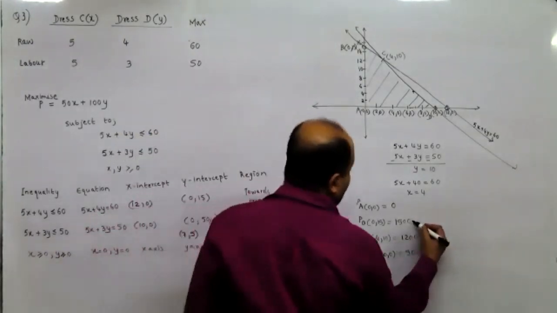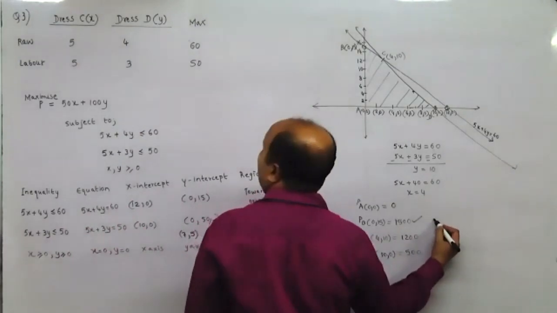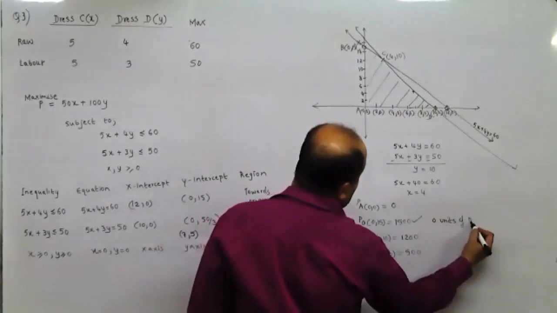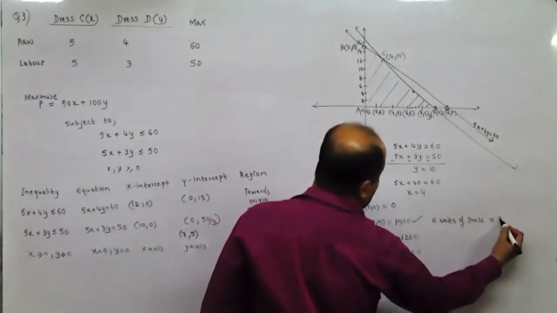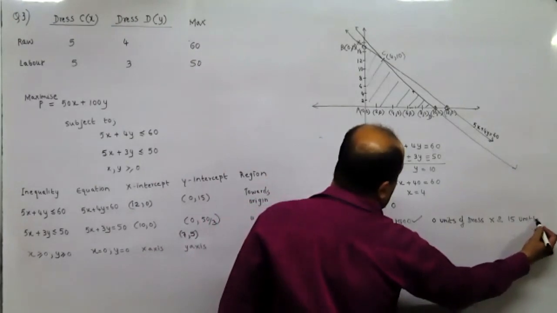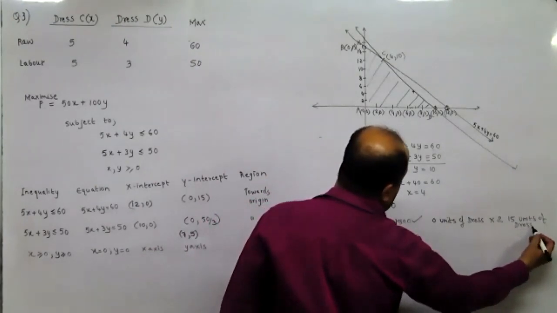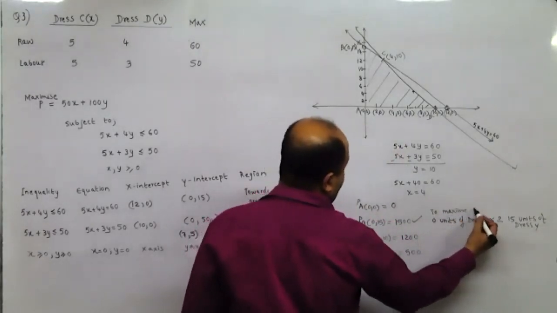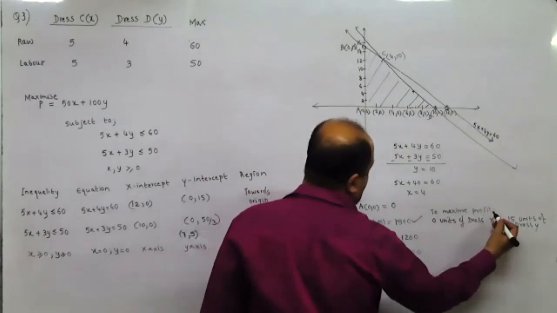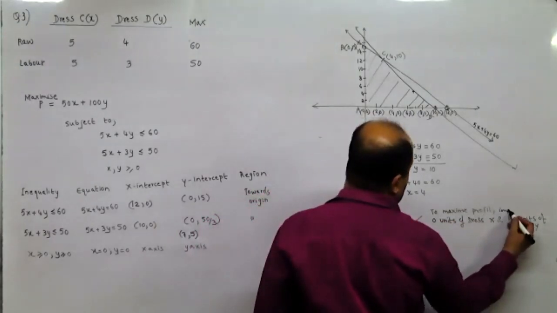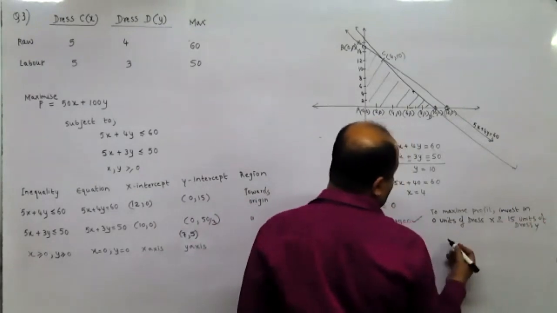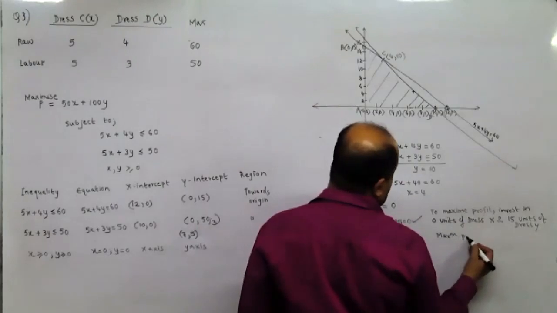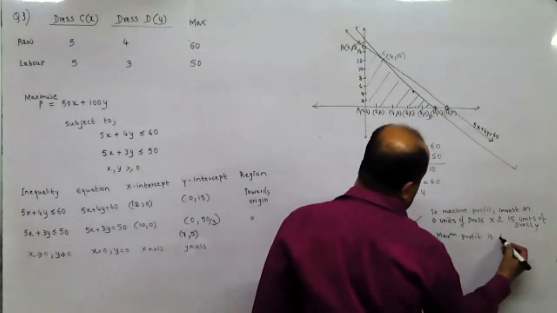That means we have to make 0 units of dress X and 15 units of dress Y. Sir, it's correct. Right. Yeah. And the dress Y. To maximize profit, invest in 0 units of dress X and 15 units of dress Y. Maximum profit is 1500 rupees.